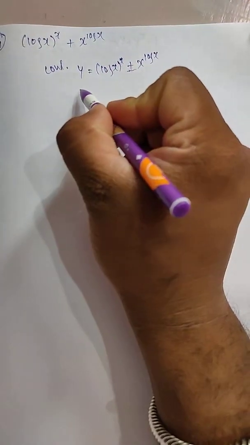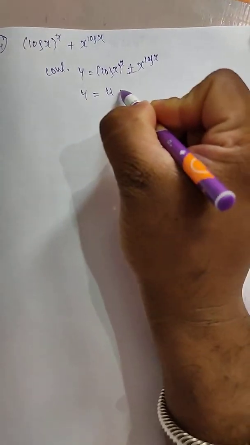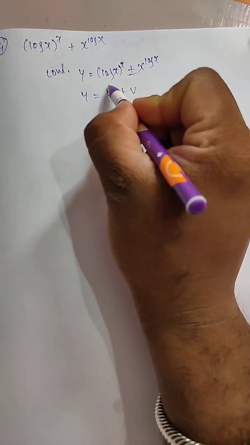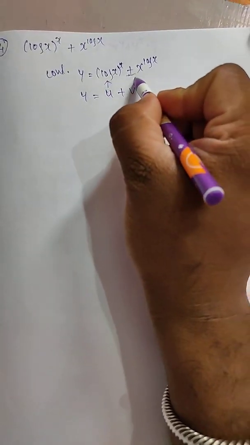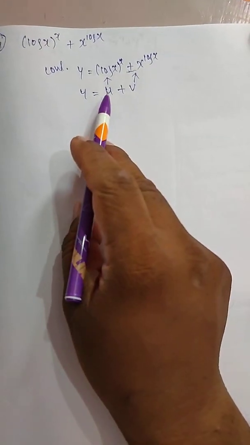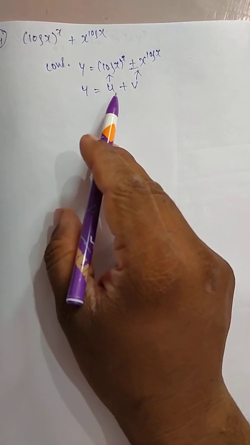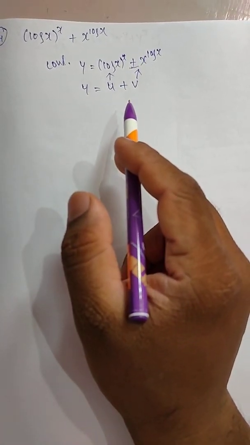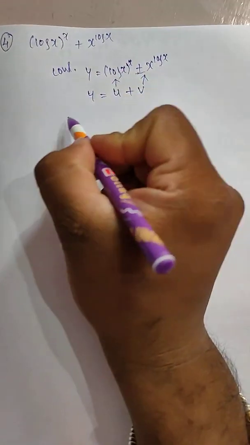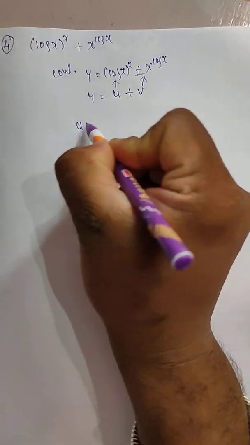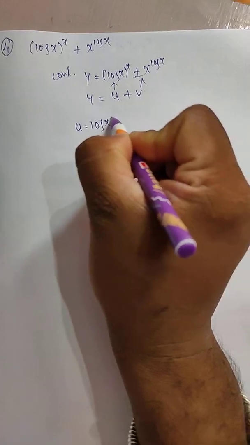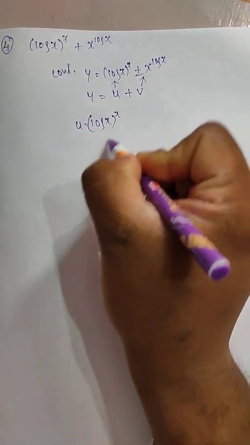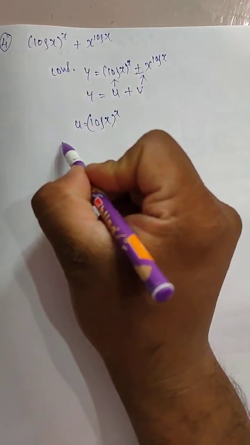Let me do it like this. y is equal to u plus v. We take u as this one and v as this one. Let me differentiate these functions separately, the same way we did in the last problem. Now u is equal to log x to the power of x. We can apply the log now.